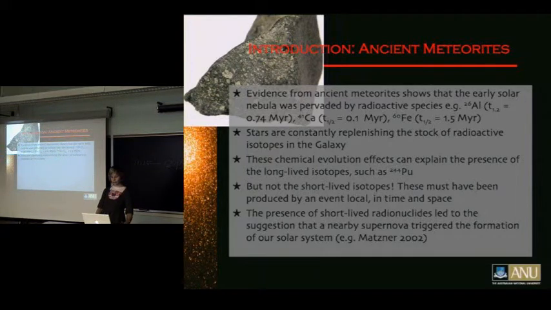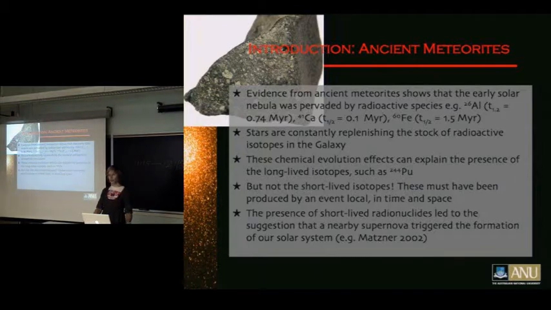But just to note, if we're trying to think about where these radioactive isotopes come from, and this is really my take on this story, even though these isotopes can give you lots of information about timescales of planet formation and all the rest, I'm really interested in where these nuclei came from. Stars are constantly replenishing the stock of isotopes in the galaxy. This is standard chemical evolution. And this can certainly explain the presence of long-lived isotopes, such as the plutonium isotopes and the uranium isotopes, that have very long half-lives.